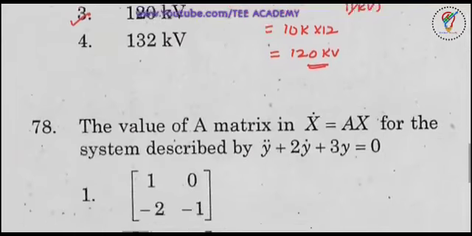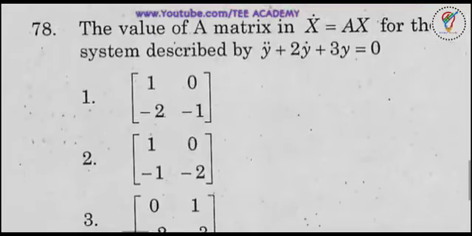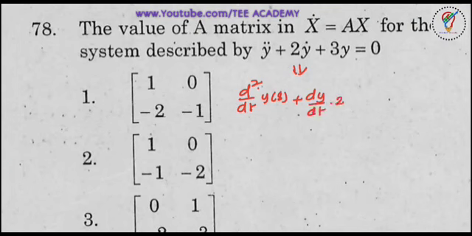Okay, I will move to the next question. Now, the value of the matrix A in x dash is equal to A x, for the system described by y double dash plus 2y dot plus 3y is equal to 0. So if I write this equation, we can write d square y by dt square plus 2 into dy by dt plus 3 into y is equal to 0.